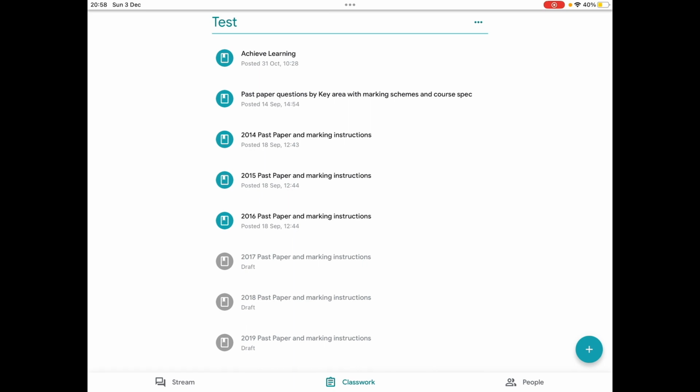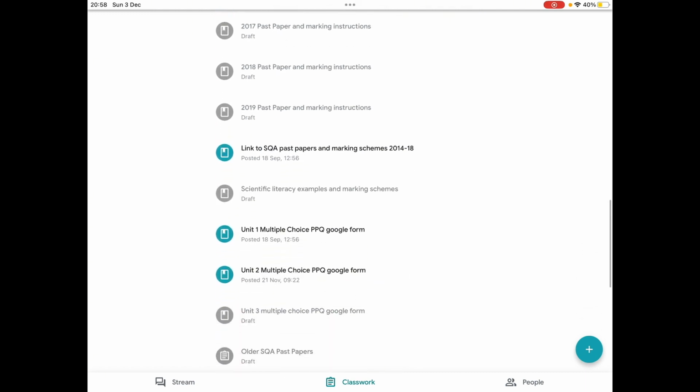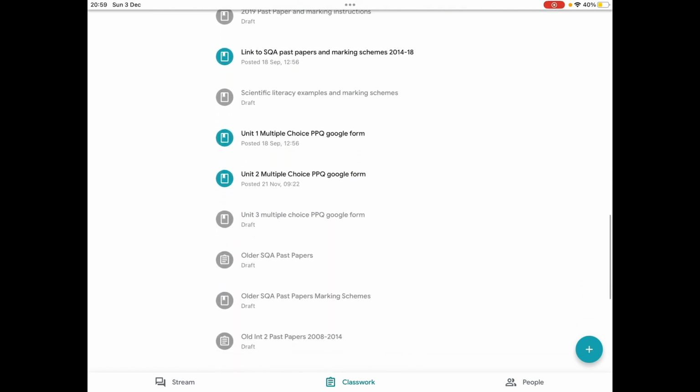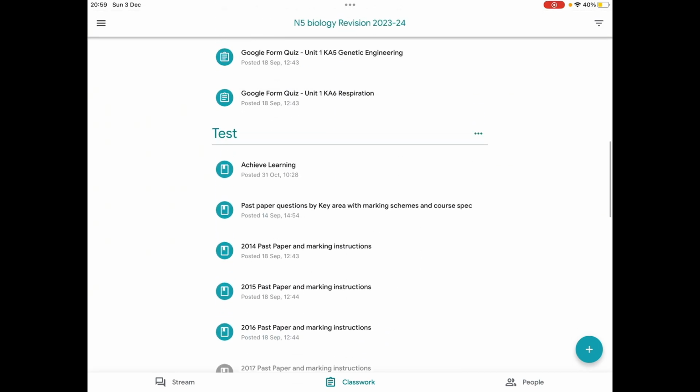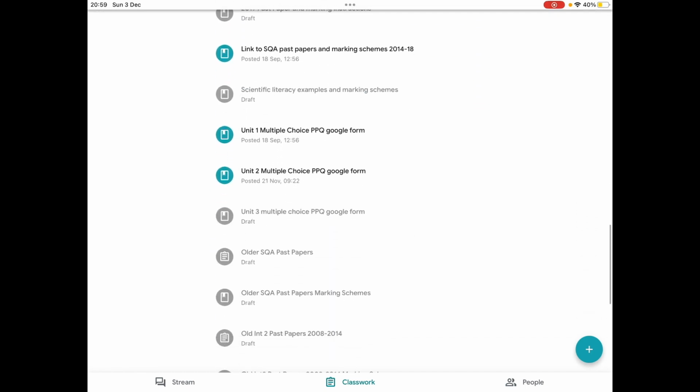And we've obviously got the actual past papers themselves, and we're going back quite far. We're going back to 2014. These ones are not available on the SQA website, so that's really useful as well. These multiple choice past paper Google Forms are for whole units. So the difference between these and the check section is there by key area, the Google Form quizzes, whereas the multiple choice and the test section are past paper again, but this time for the whole topic.